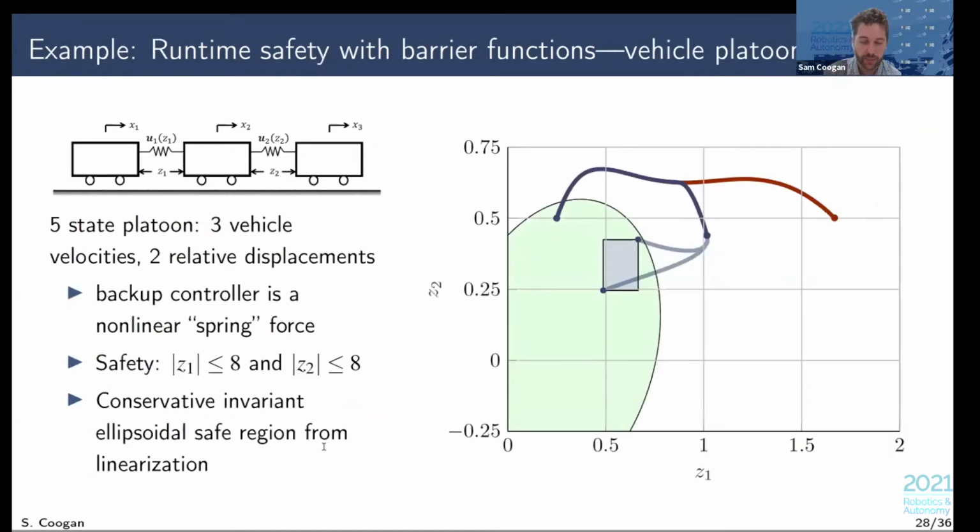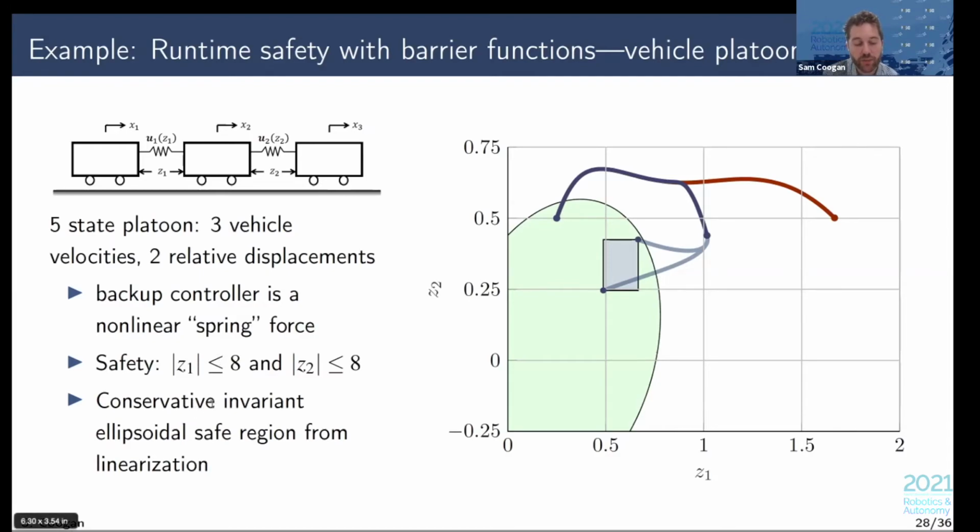So let me just show two examples. The first is an academic example where we consider a 5-state system. This system has 3 vehicles or 3 carts moving in a platoon. The states are the velocities of the 3 vehicles and the displacements between the 2 pairs of vehicles. We assume a backup controller, which just applies a nonlinear spring force to the carts. And we just declare safety so long as the relative displacement between the carts stays less than or equal to 8 in this particular case.